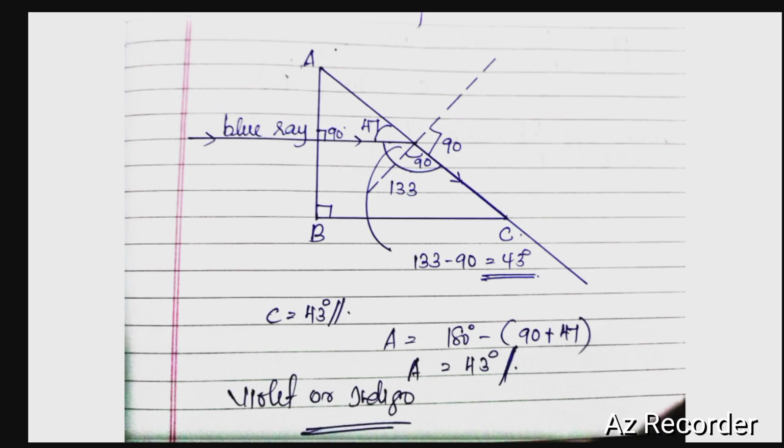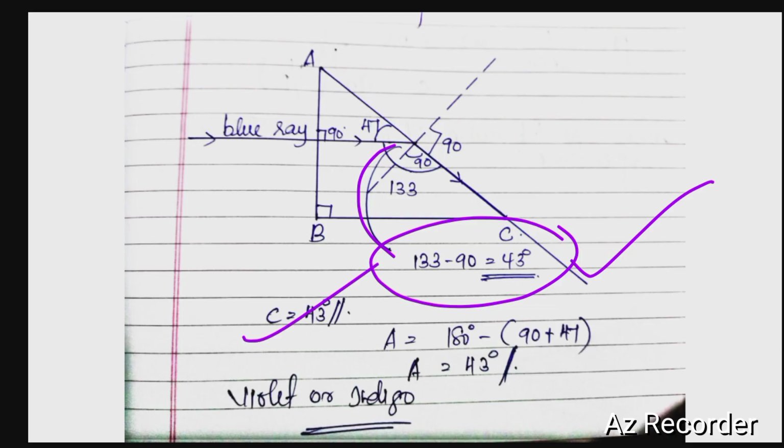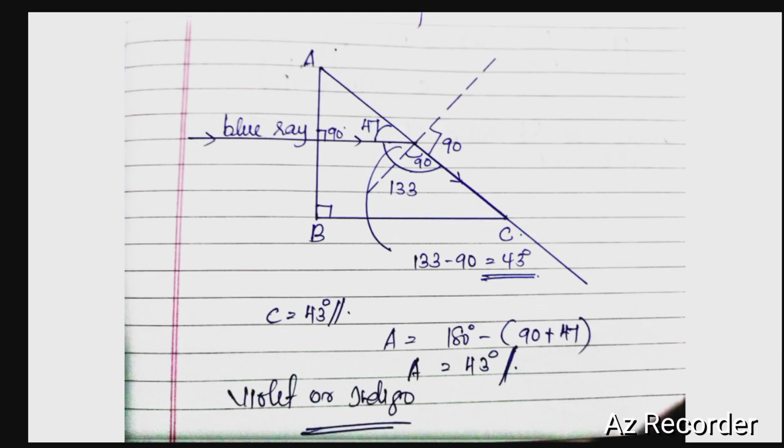So the angle which is formed here will be 133 minus 90, which is equal to 43. So the critical angle will be 43. Why have I concluded that the critical angle is 43 degrees? Because the ray, after striking the surface AC, grazes the surface.